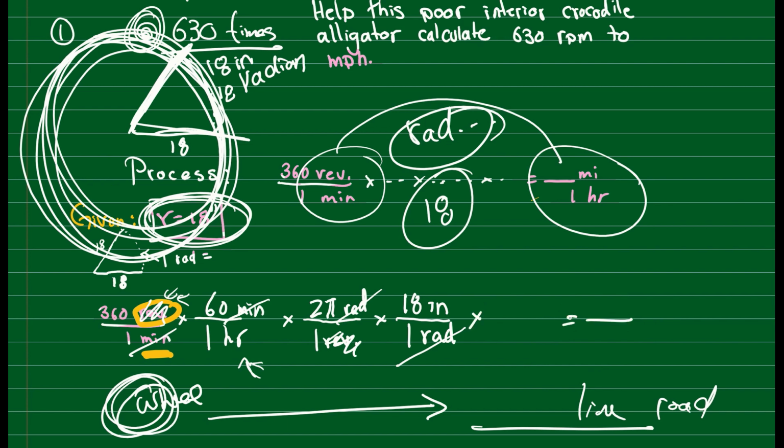So we need to end up with miles per hour. So what do we know? We know that in 1 foot, there's actually 12 inches, right? Because we want to get rid of these inches, we need to use that inches conversion. And now the inches are gone, but now I'm left with feet on the top. I don't want feet. I want miles.